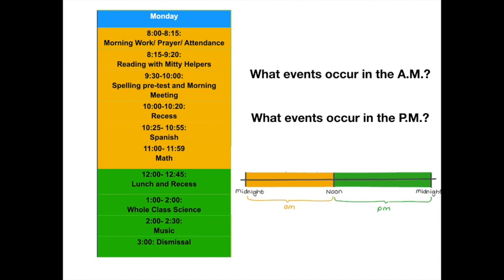Then, the moment that the bell rings and I send you to the lunch or to the tables, that becomes PM because it is now noon. And 12 noon means that is in the PM. Okay, it is in the post meridian. It is after noon. So from 12 to 12:45, we have lunch, and that's in the PM, right? All of these things, science, music, and dismissal, that all occurs after noon. So we would say, for example, whole class science is from 1 p.m. to 2 p.m.